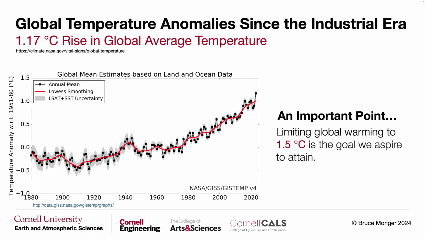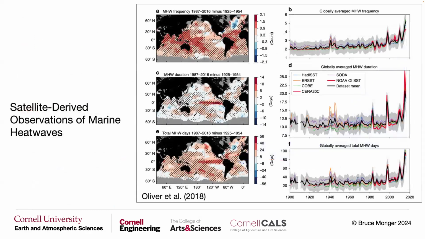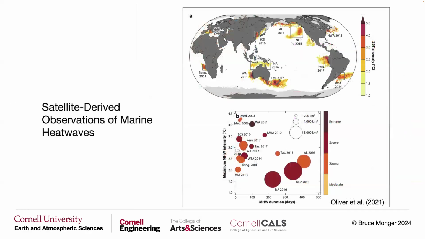And we all are aware, obviously, of the 1.5 that we'd like to limit ourselves to. Then there's the outsized role of the ocean: 93% of that energy imbalance has been taken up by the ocean. That has the consequence of increasing the frequency and intensity of marine heat waves. And this is the distribution of them.